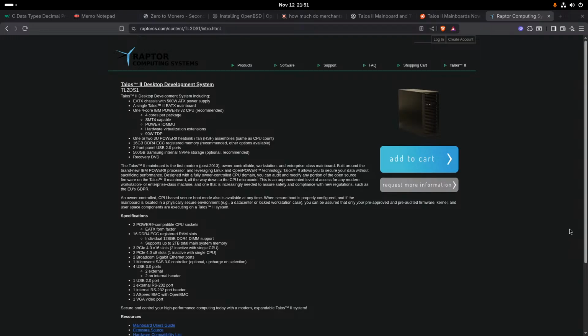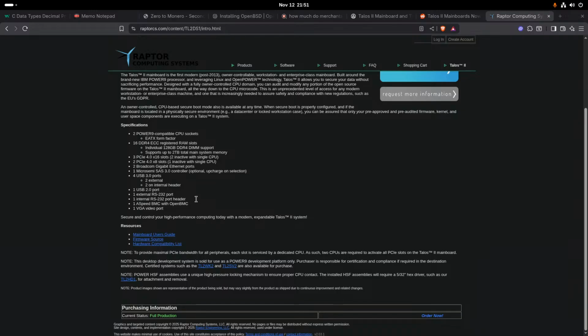An owner-controlled CPU base to secure boot mode, also available at any time when secure boot is properly configured, and if the main motherboard is isolated physically, in secure environments, a data center, you can be assured that only your pre-approved and pre-audited firmware, kernel, and user space components are executing on Talos systems.